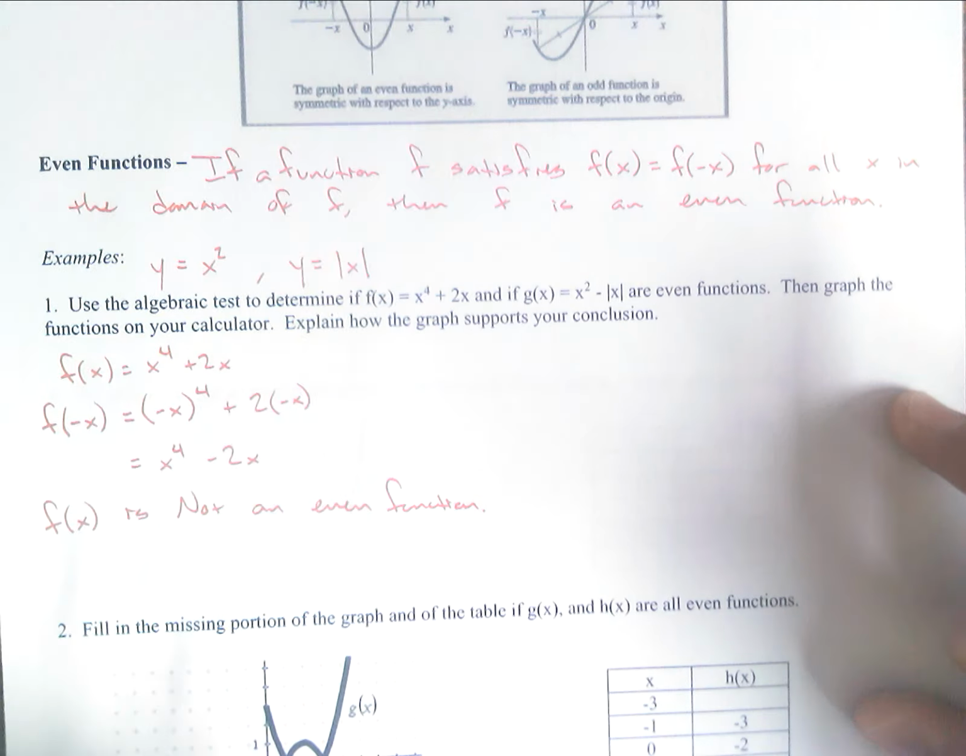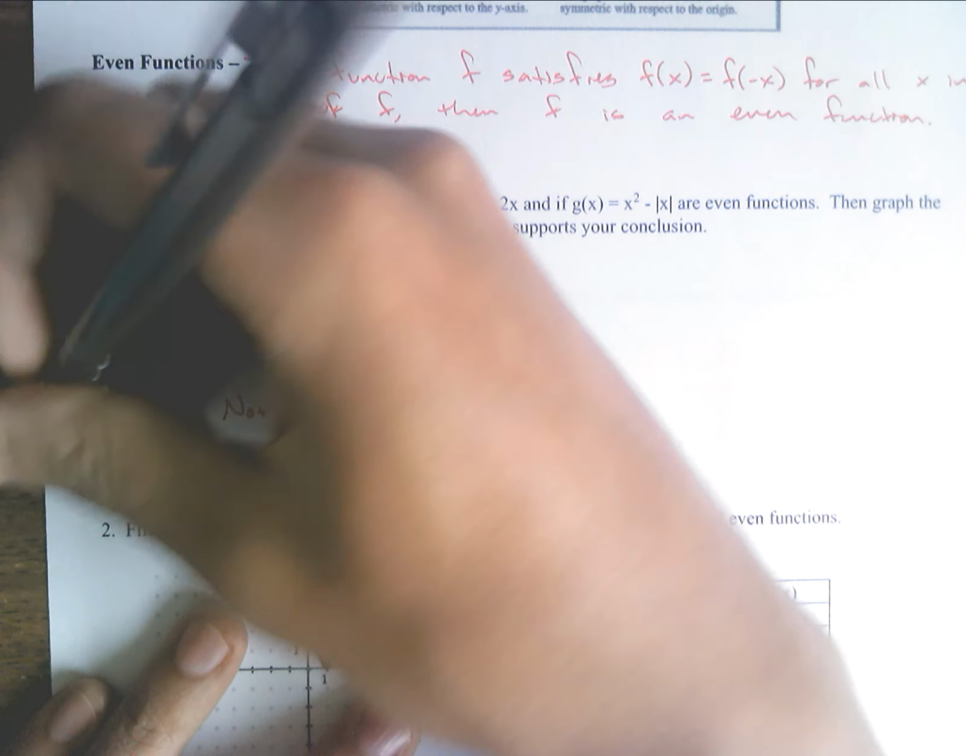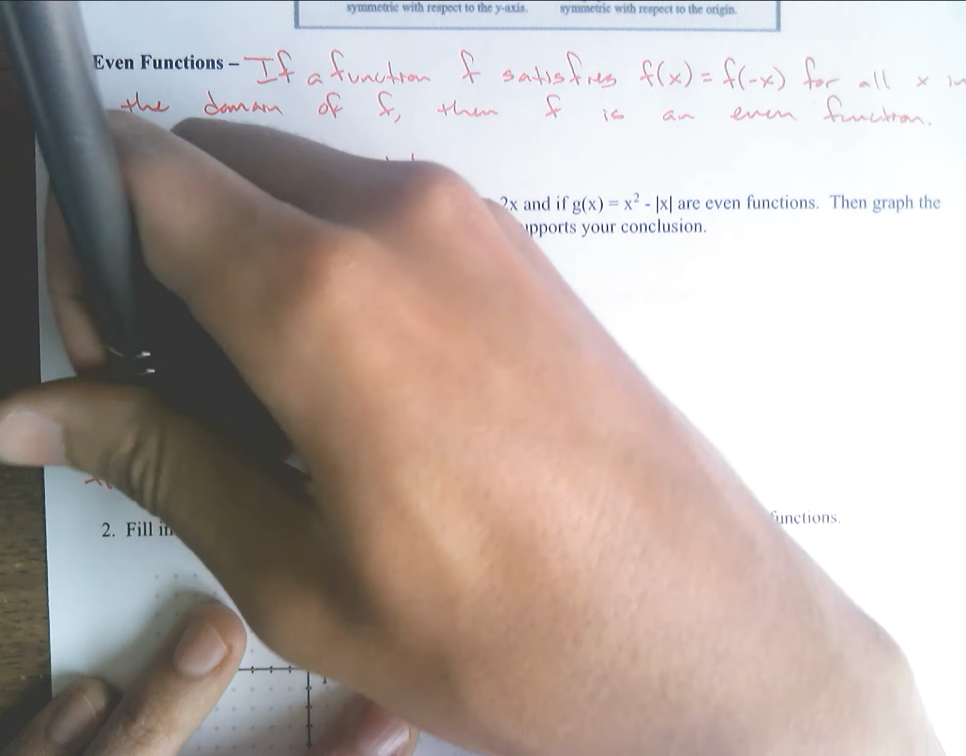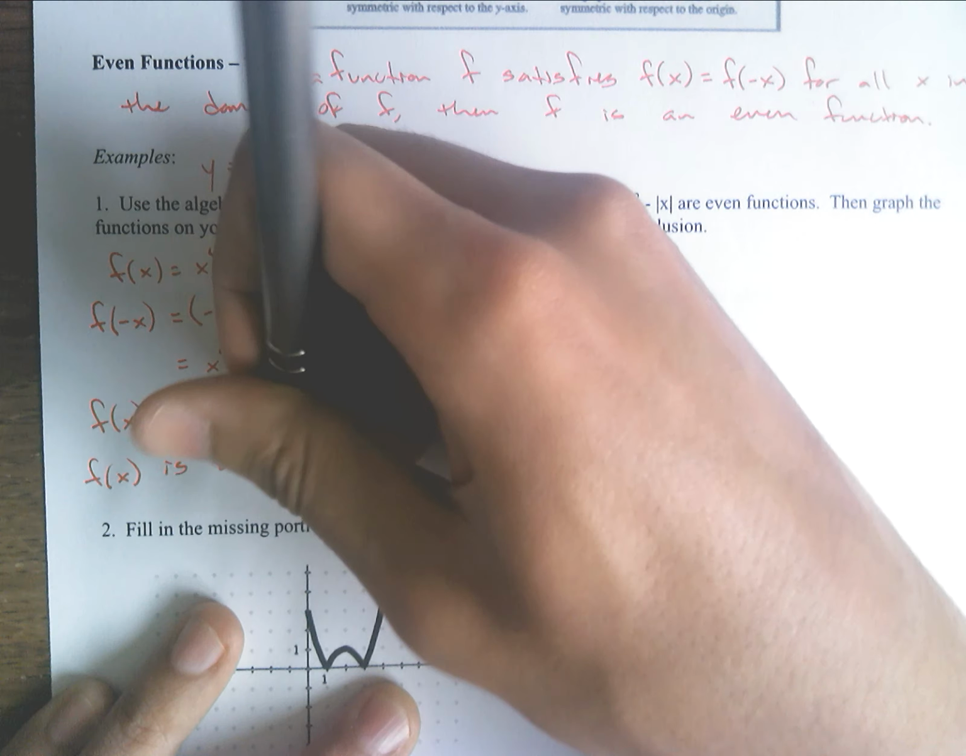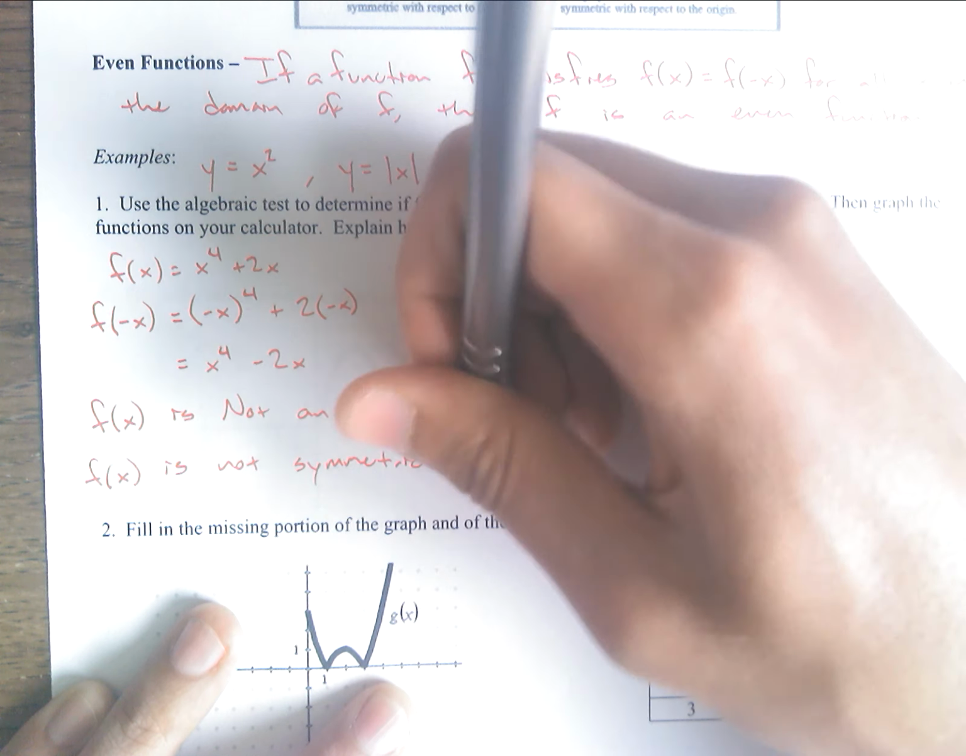Let's go ahead and explain how that graph supports your conclusion. We'll say that f of x is not symmetric about the y-axis.